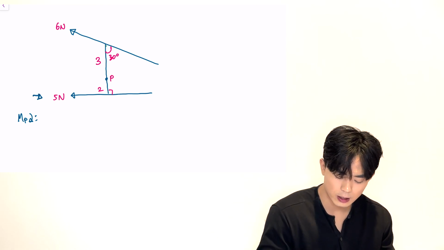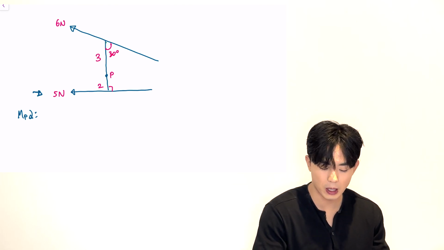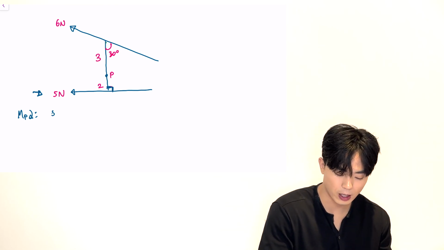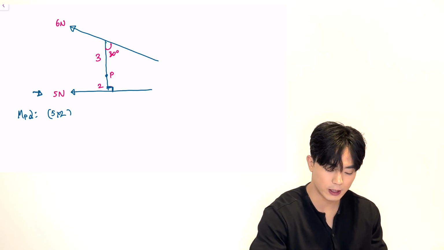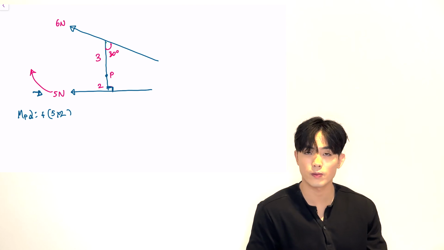So the distance and the force are perpendicular to each other, as you can see here. So I don't have to change it up. I can just simply do 5 times 2. And as you can see, 5 newtons is going to make it rotate in this direction here, right? Which is a clockwise direction. So this is going to be a positive value like this.